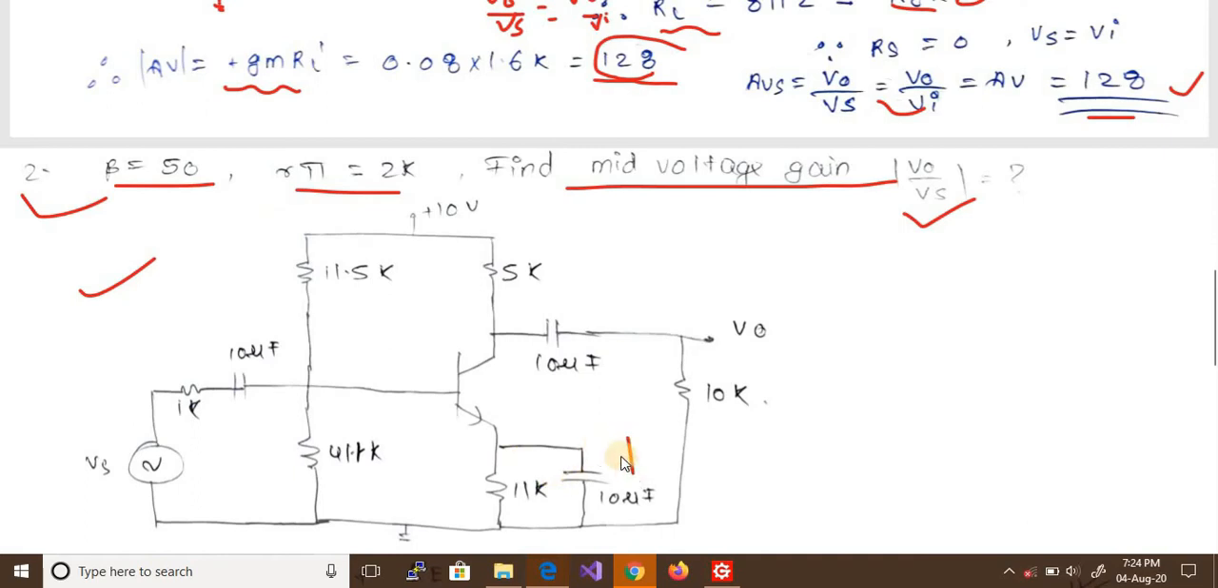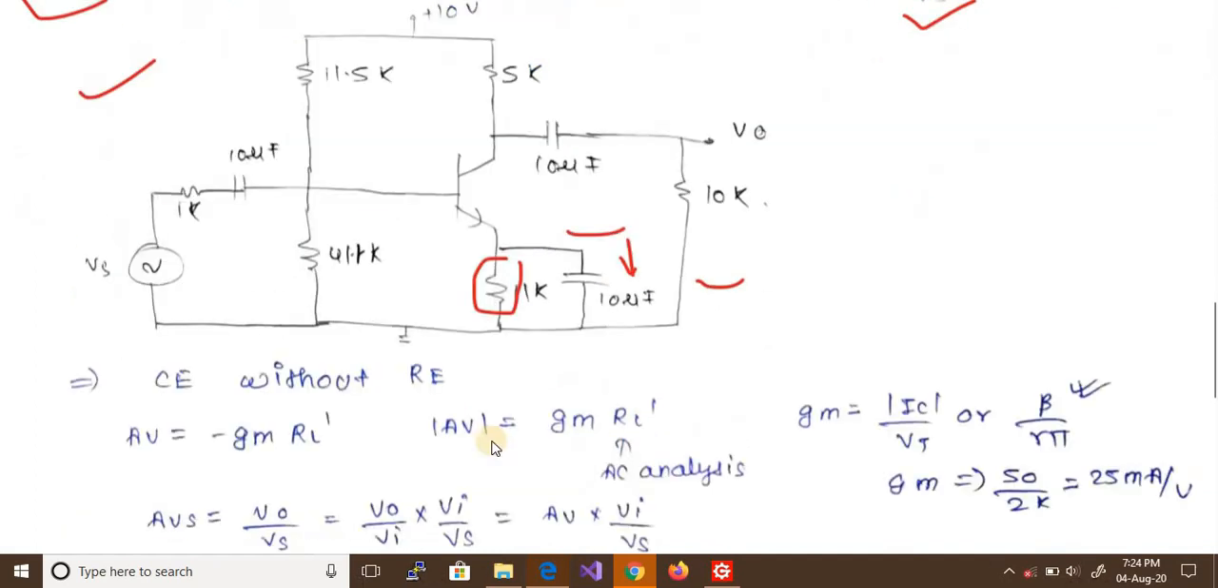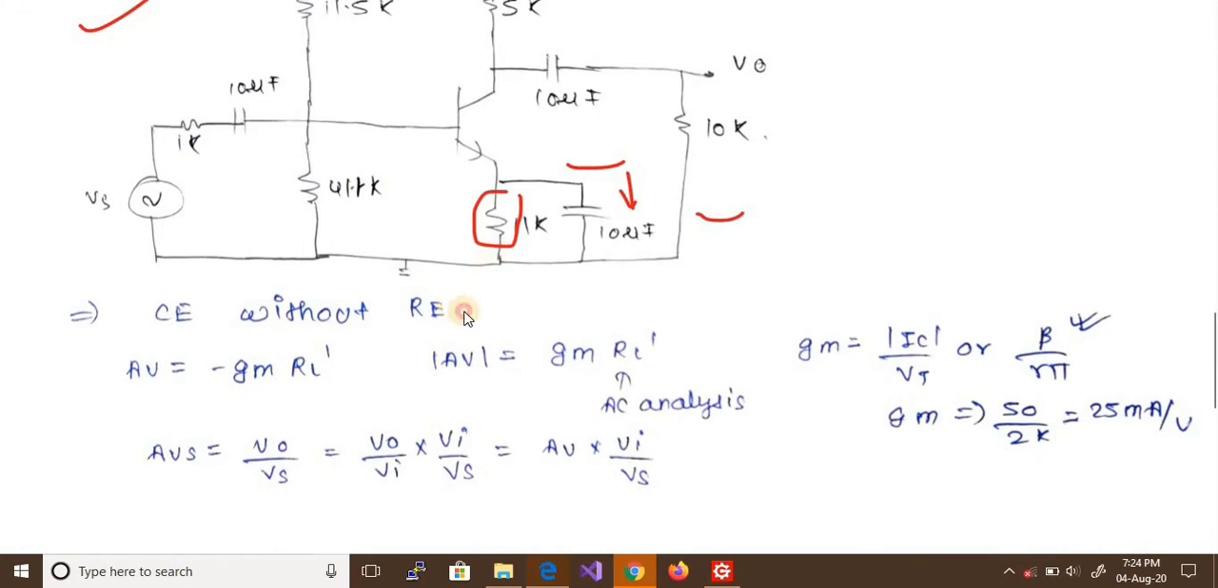If you do AC analysis, you will see that this resistance is getting redundant. So when we do AC analysis, this resistance will not be in the picture. So this circuit is CE without RE. Now we get to know that this is CE without RE, and we know the formula also.